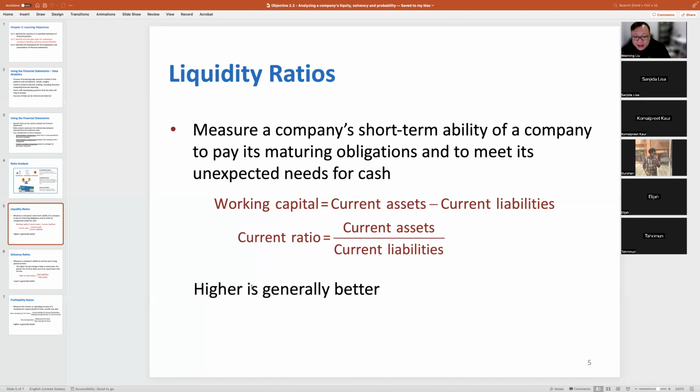So the idea is the result, the higher is generally better, okay? If you think I'm comparing two companies, one company's current ratio is higher, so in general, that company is in a better situation. So that's the liquidity ratio.